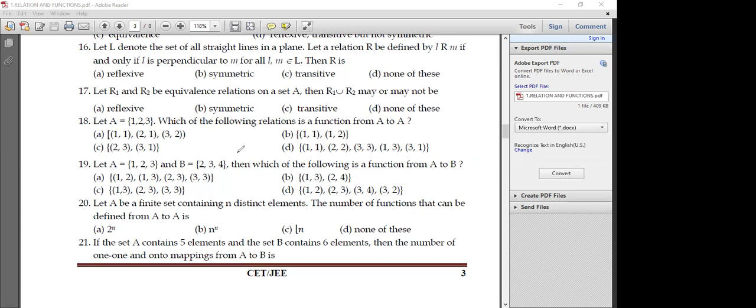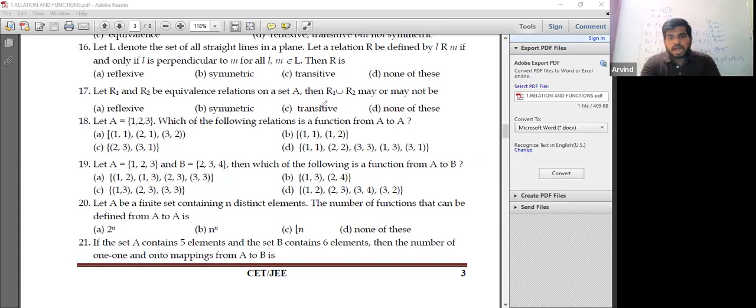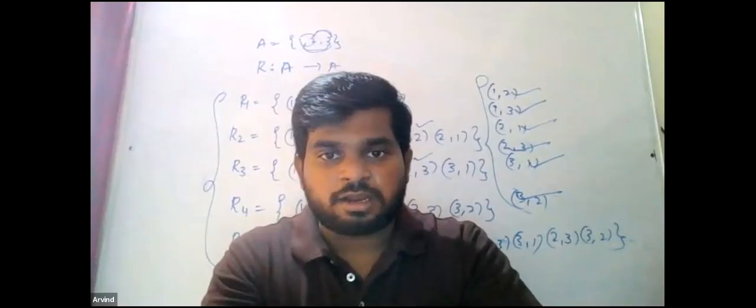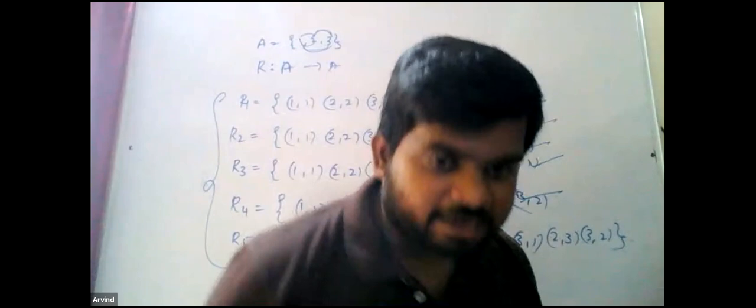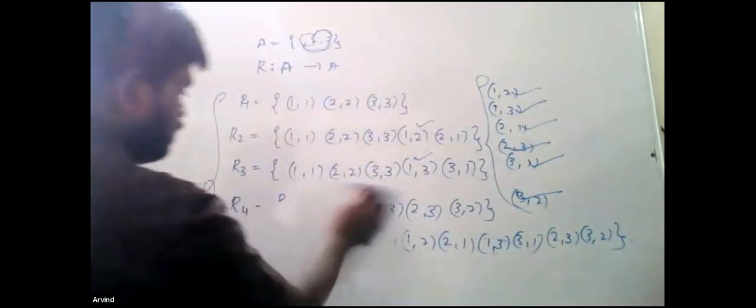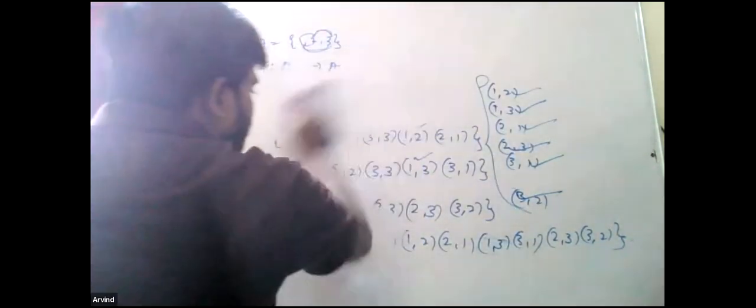So R1 union R2. Okay, this we can take an example and prove it. Sometimes R1 is an equivalence relation, R2 is an equivalence relation, but their union may not be an equivalence relation, or it may be. The reason it is not is that the transitive law is not satisfied. So option C, remember this. If you want, I'll show you an example where two relations are equivalence relations, but their union is not.